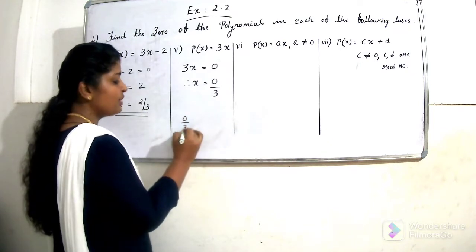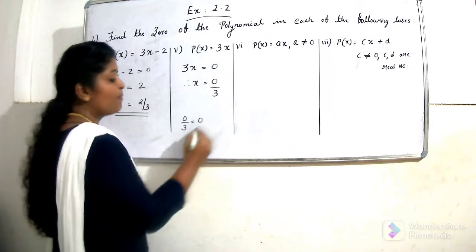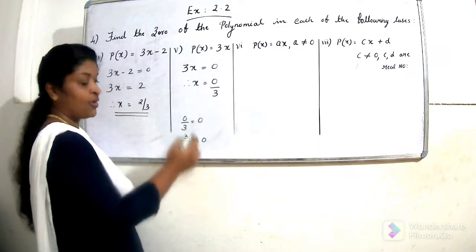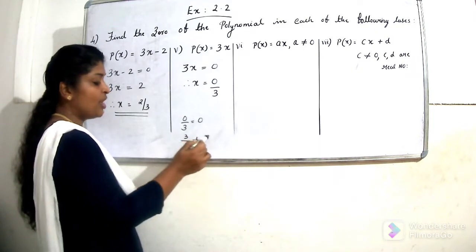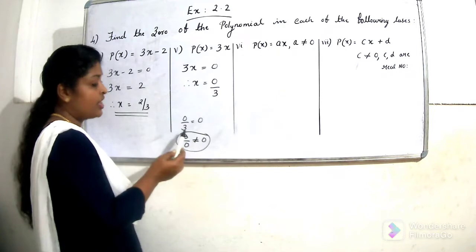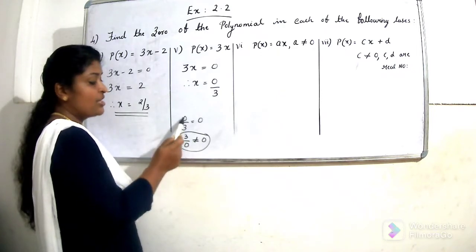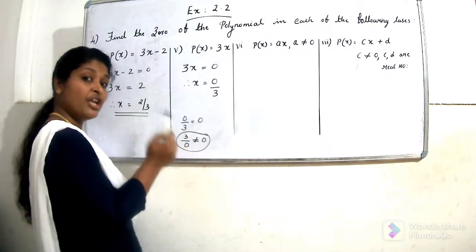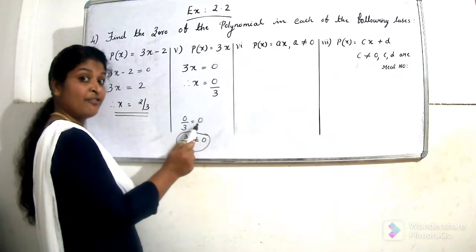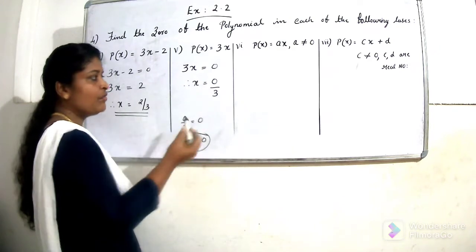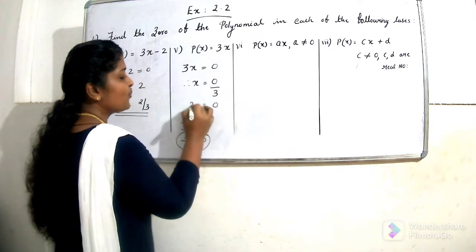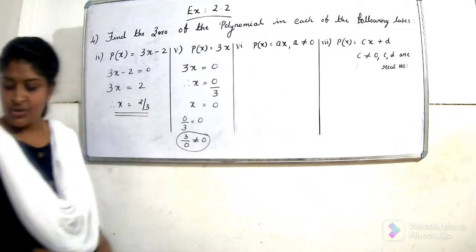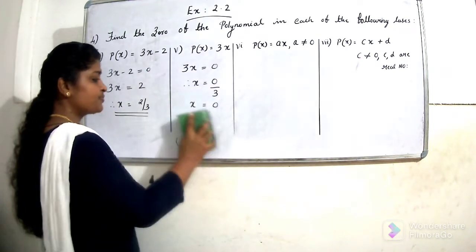There is a difference. See, 0 by 3, the answer is 0, but 3 by 0, the answer is not 0. Both are different, because this is undefined, infinity. Here 0 by 3: if we divide the digit 0 by any number, the answer is confirmed, 0. So 0 is the zero of this polynomial. Okay, that is the answer for the 5th question.